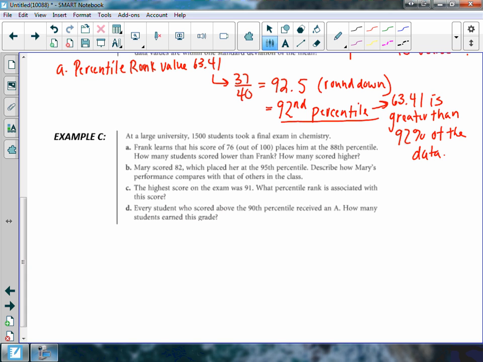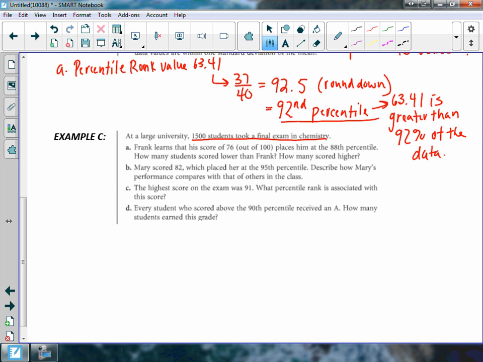So at a large university, 1,500 students took a final exam in chemistry. Frank learns that his score of a 76 out of 100, which we know would be a 76%, puts him in the 88th percentile. How many students scored lower than Frank? How many students scored higher than Frank?